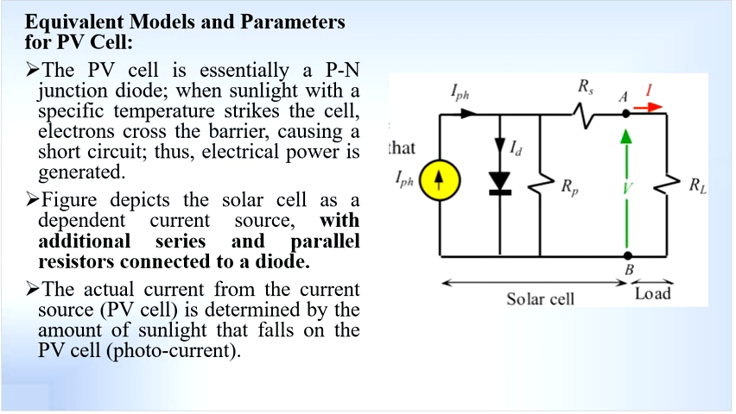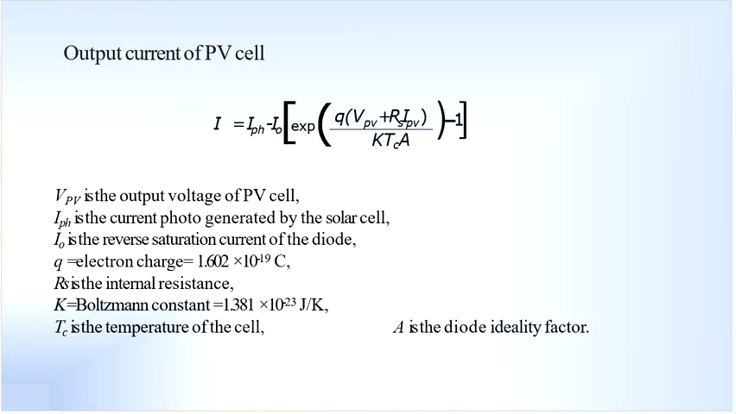So this figure shows the dependent current source IPH with additional series and parallel resistors connected to a diode, and the actual current from the current source is determined by the amount of sunlight that falls on the PV cell, that is photocurrent, right? So the output current is having an expression. This is for a PV cell.